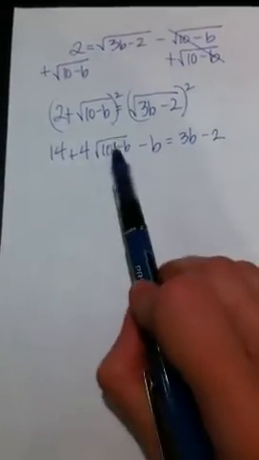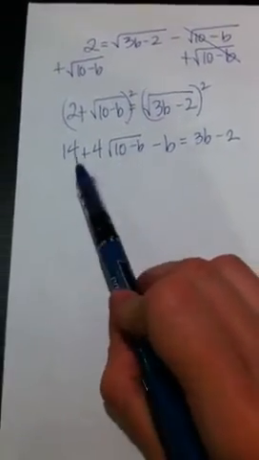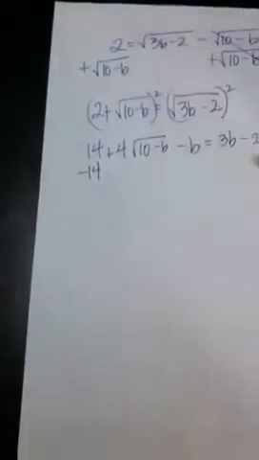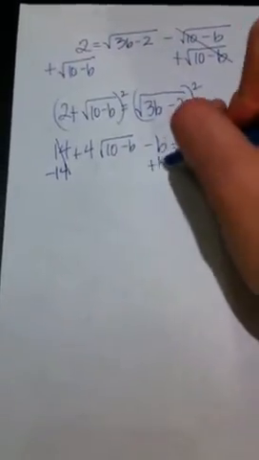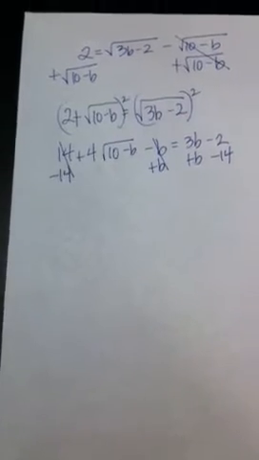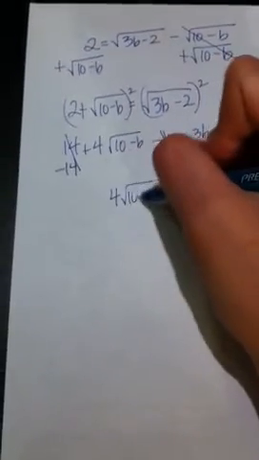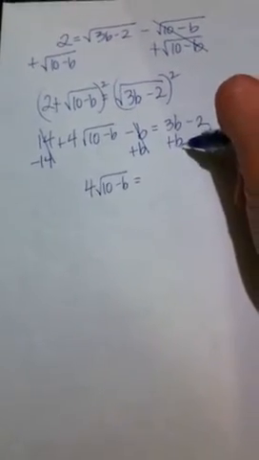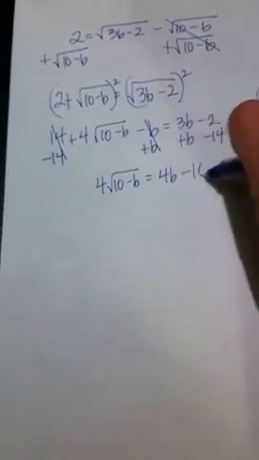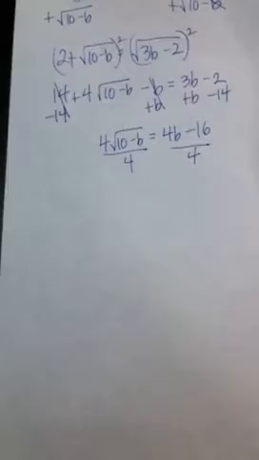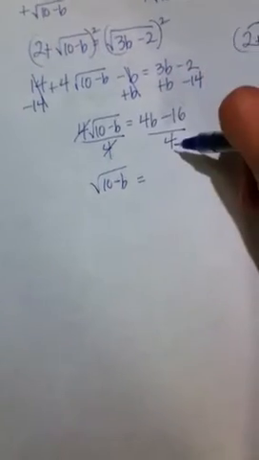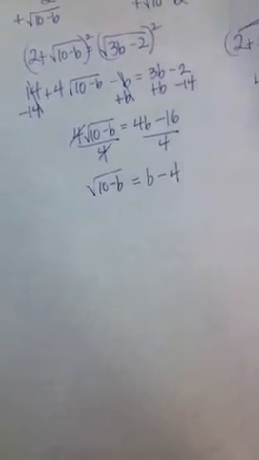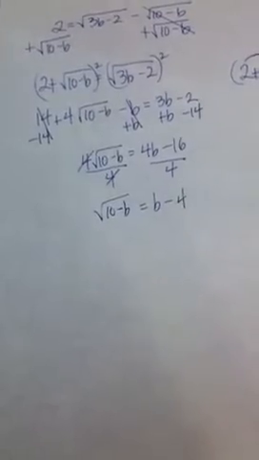Now, let's see. I want to isolate this thing. So I'm going to subtract 14. I'm also going to add b here and here. So I'm going to have 4 square root 10 minus b equals 4b minus 16. Divide everything by 4. So I have the square root of 10 minus b equals b minus 4. Here, 4 over 4 cancels, and 16 divided by 4 is 4. Now I'm at a nice place.